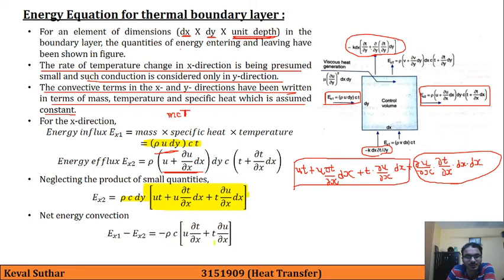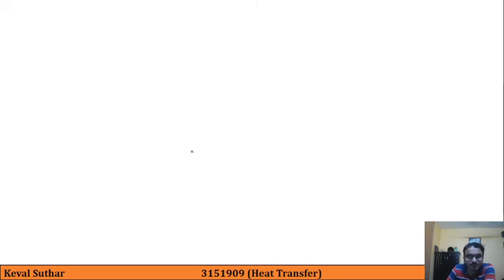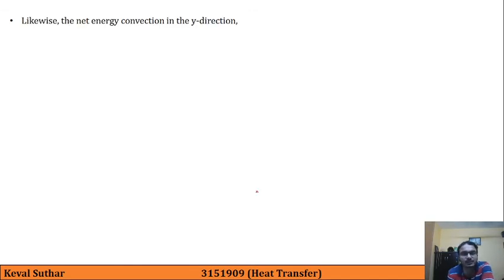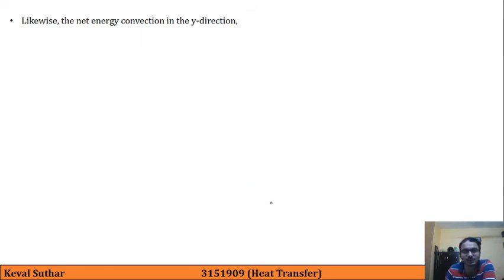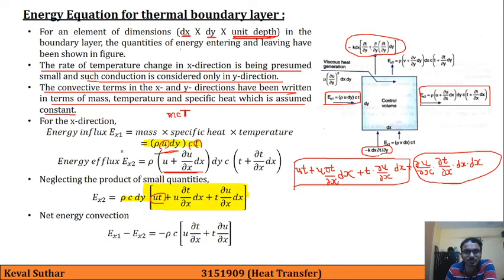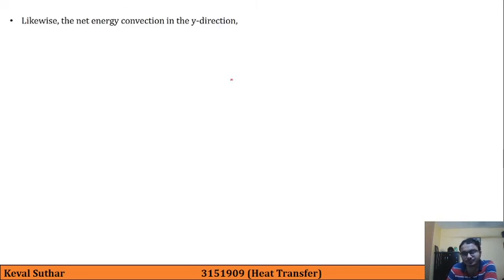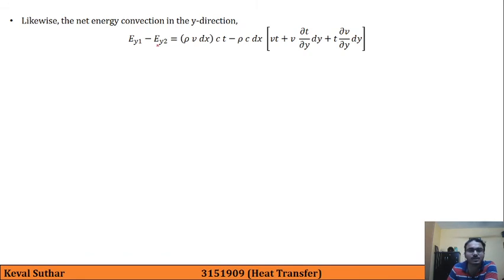That's why we are getting this final equation. Here this ut term is getting eliminated along with this u and t. Likewise, the net energy convection in y direction is given by this formula. We are not going to discuss this again in detail because it is exactly similar to this way. If we follow the same process for y direction, we will be getting this formula, that is Ey1 minus Ey2, and finally we are getting this.